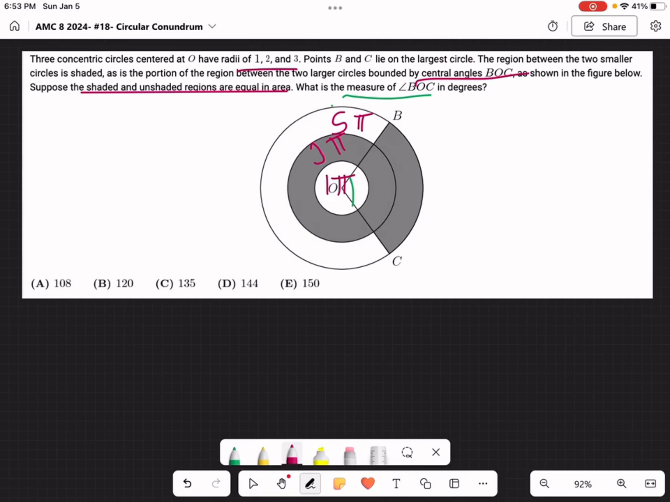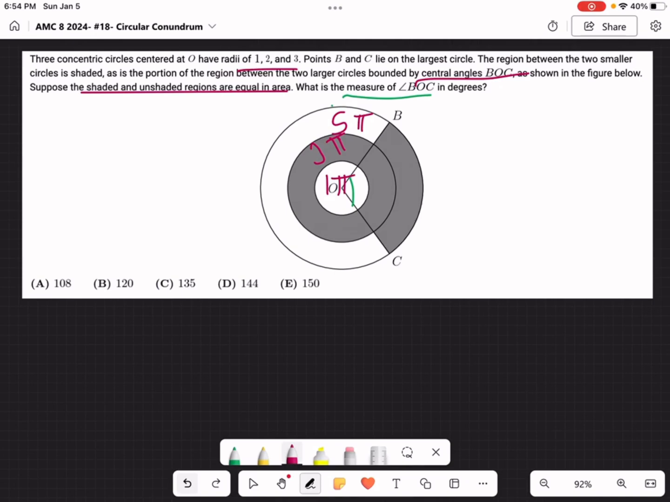Okay, so now what can we do? Well, the key thing we want to do is find the area of this outer shaded region, so that if we see what fraction of this 5 pi is shaded, we can easily find this angle, just as we discussed earlier. So what is the area of this? Well, we can't quite figure it out, right?